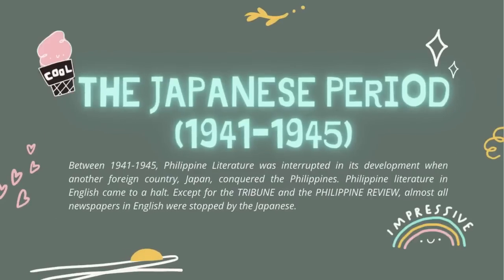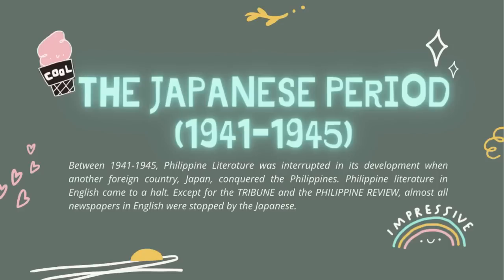Next, let's go to the Japanese period, dated 1941 to 1945. Between 1941 to 1945, Philippine literature was interrupted in its development when another foreign country, Japan, conquered the Philippines. Philippine literature in English came to a halt. Except for the Tribune and the Philippine Review, almost all newspapers in English were stopped by the Japanese.